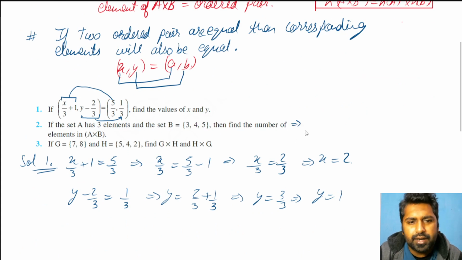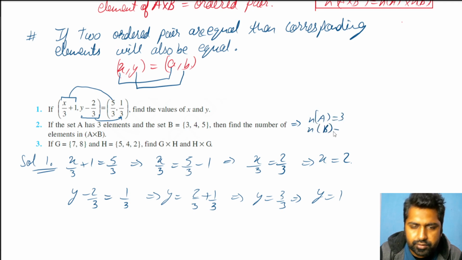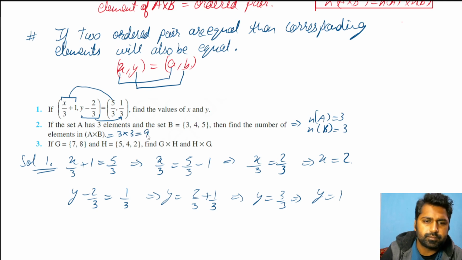So for the second question, I'm writing the answer here only. A has 3 elements, B has again 3 elements: 3, 4, 5. So the number of elements in A cross B will be 3 multiplied by 3, that's 9.